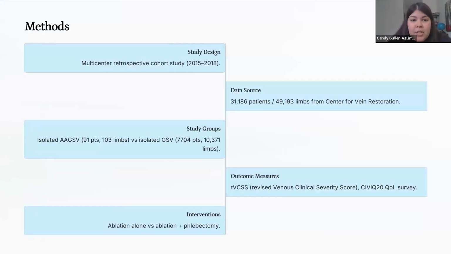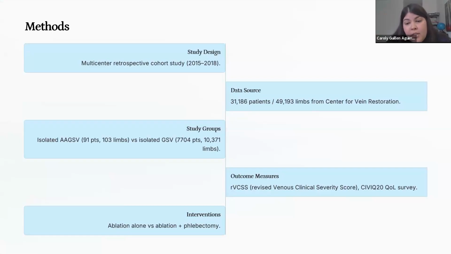So it was a multi-center retrospective cohort study between 2015 and 18. It included 31,186 patients, 49,193 limbs for CVR. The study groups were two: the isolated AAGSV, 91 patients and 103 limbs, versus isolated GSV, the vast majority, 7,704 patients with 10,371 limbs.